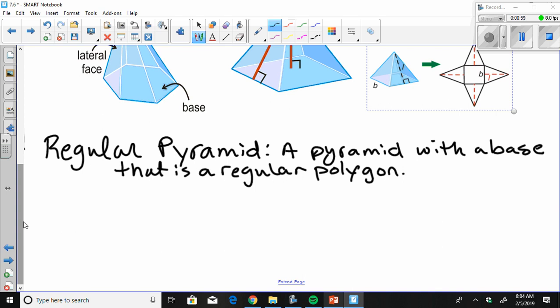And I threw in this over here, right here, because this is what happens. It's called a net. A pyramid, whenever you fold out those sides, and the triangles that make up the pyramid go out to the side, you get what's called a net. So you can kind of see what a net would look like here.